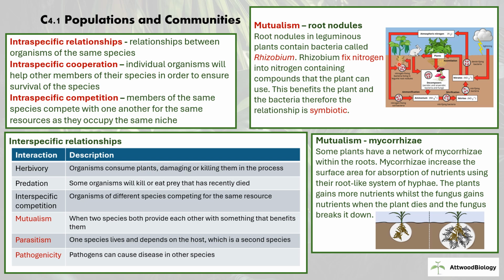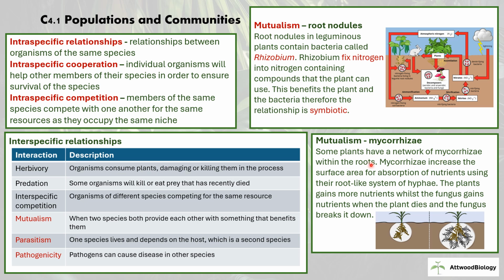And we say that relationship is symbiotic, because they're both benefiting. The plant's benefiting from that, and obviously the bacteria are benefiting from that because they've got somewhere to live, and they've got nutrients as well. We've also got mutualism, where both species provide each other with something that benefits them.